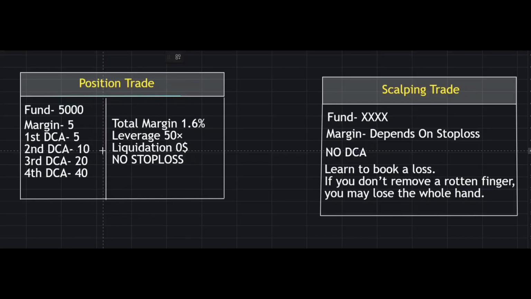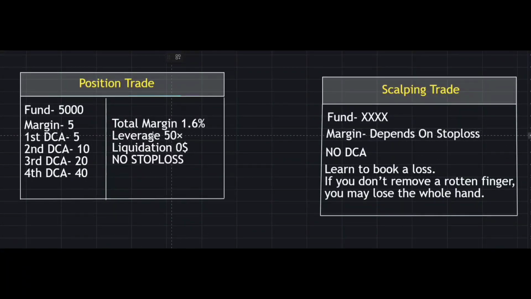Let's say after the second DCA the price is again dumping or going against your trade, so you will do a third DCA with $20. At the end you can do the fourth DCA with $40. That's how you can make the entry first, and at least you can do 4 DCA in position trade. Yes, you can do more, but I want to make it more safe and risk free.